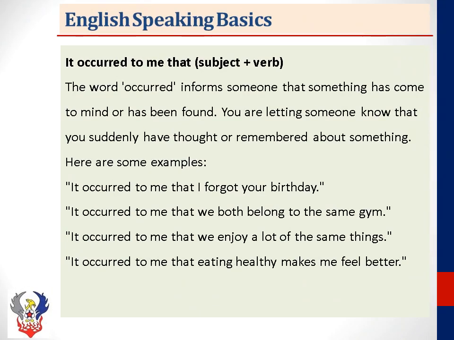It occurred to me that, subject plus verb. The word occurred informs someone that something has come to mind or has been found. You are letting someone know that you suddenly have thought or remembered about something. Here are some examples. It occurred to me that I forgot your birthday. It occurred to me that we both belong to the same gym. It occurred to me that we enjoy a lot of the same things. It occurred to me that eating healthy makes me feel better.